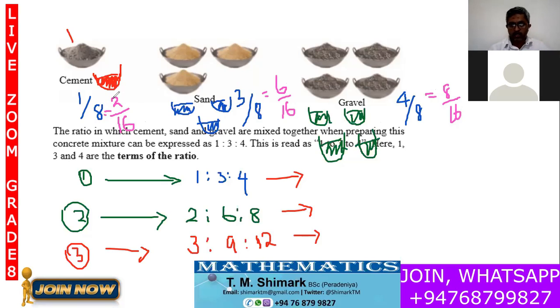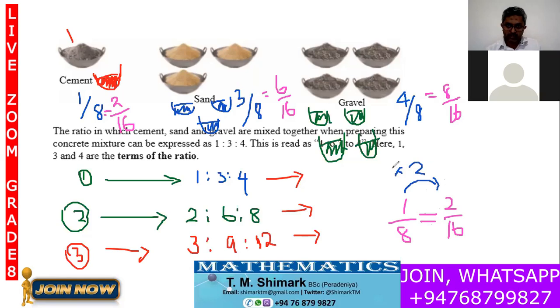All same. Now 1 by 8 and 2 by 16, are they equal? Are they equal or not? They are equal, because we said equivalent fractions. See what we have done here: equivalent fractions. I'm just reminding you about equivalent fractions. You can see this one is multiplied by 2, right?